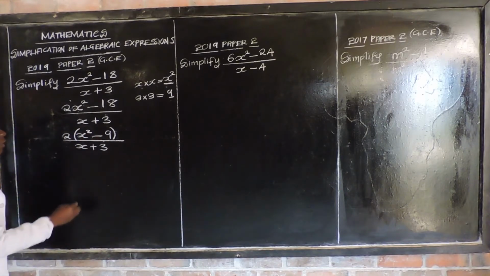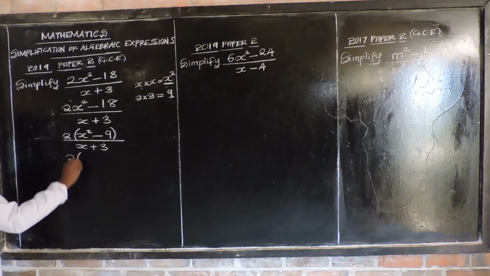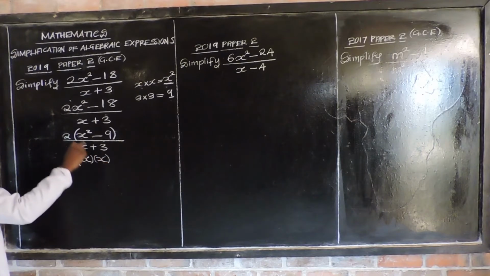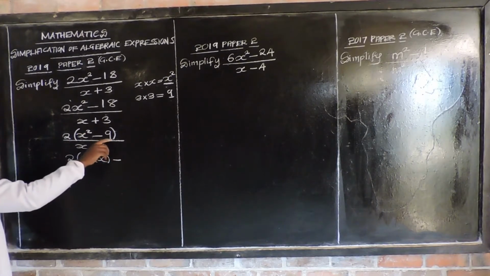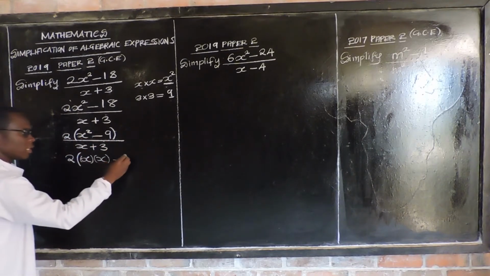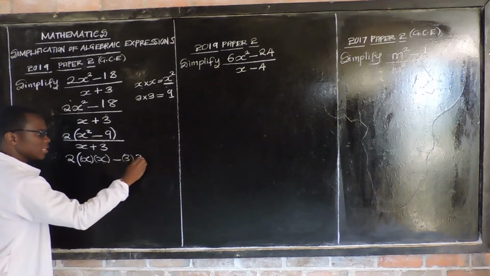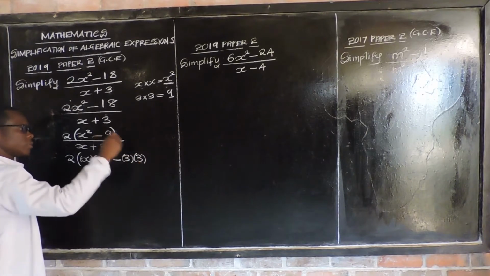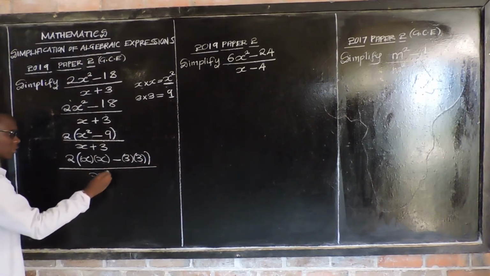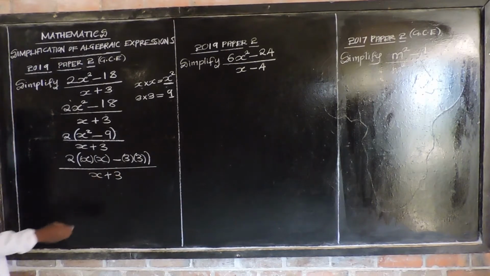So what we have is a difference of 2 squares. We maintain 2. Then expanding x squared, we are going to have x by x, we get x squared. Then minus, which identical factors can we multiply to get 9? 3 by 3, you get 9. Then you say over x plus 3. Are we moving together?